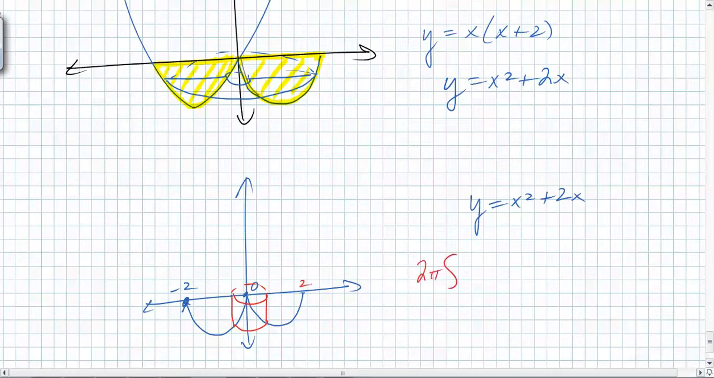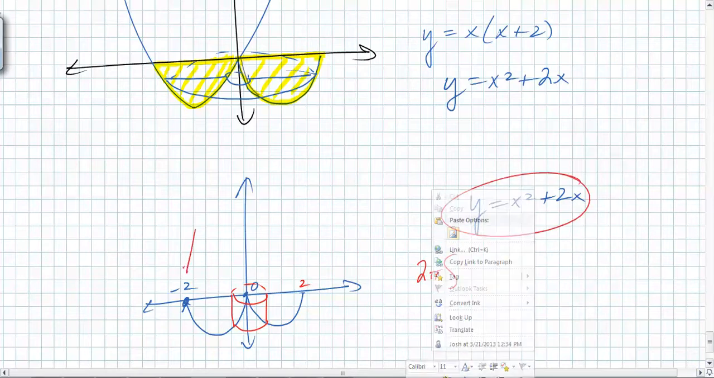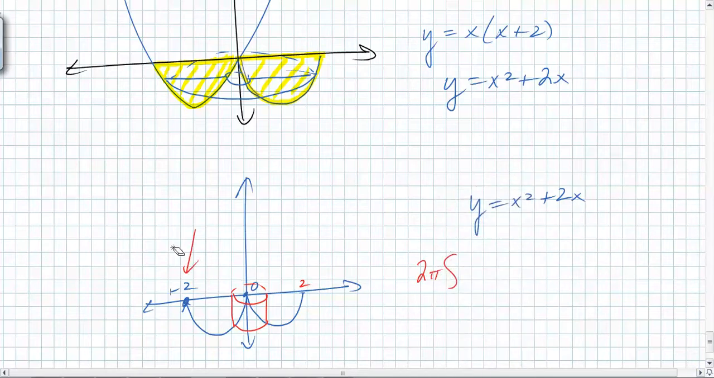Why is it plus 2x? Because I wanted it to cross at -2. It just is. Okay, from 0 to 2. Well, actually, let's go from -2 to 0 on this one, because the function itself is right here. This is the reflection right here. No, but this function is not here, is what I'm saying.